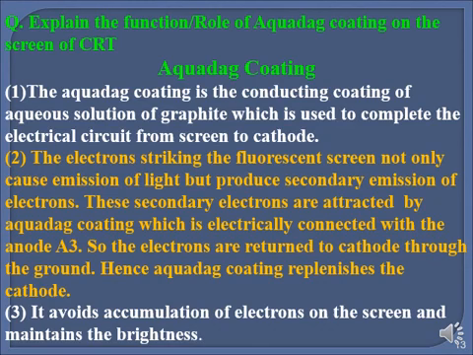The cathode also continuously emits the electron beam, so after some time it tends to become positively charged. So instead of emitting the electron beam, it also attracts the electron beam. Therefore, it is necessary to replenish the cathode. So the aquadag coating replenishes the cathode by sending secondary electrons to the cathode again. It also avoids accumulation of electrons on the screen, so it maintains the brightness.